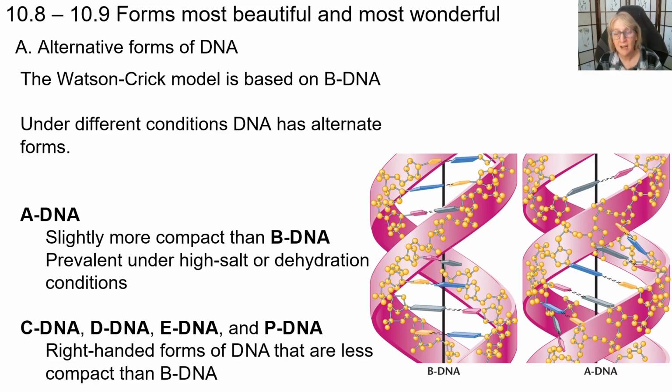C, D, E, and P-DNA are right-handed forms instead of left-handed forms. They are less compact. They're more unraveled. I don't have too much for a very long time. I don't know if we're ever going to get to it. I think I would be very happy if you know that DNA does not always look like the picture that I showed you. But it will for all of our explanations in the next couple lectures.